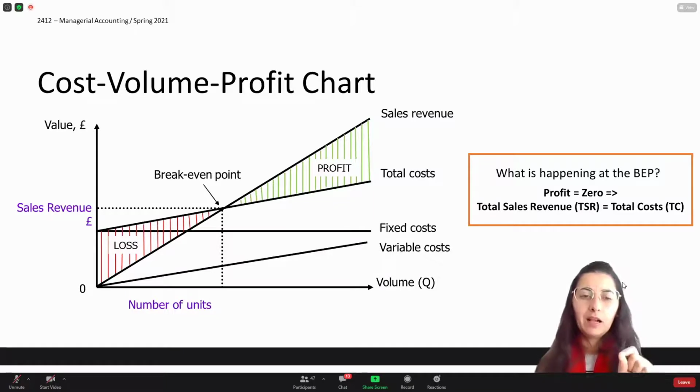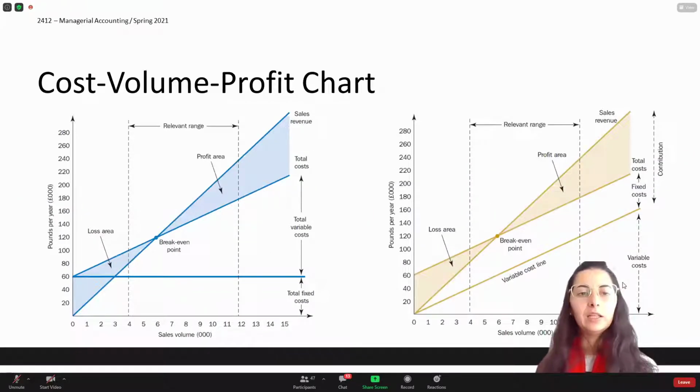We can calculate the break-even point either in terms of units, so how many units we need to sell in order to break even, or in terms of monetary value: how many euros I need to sell in order to have a profit equal to 0. Break-even is when profit is equal to 0. When sales revenues and total costs cross, revenue is equal to costs and therefore profit is equal to 0.